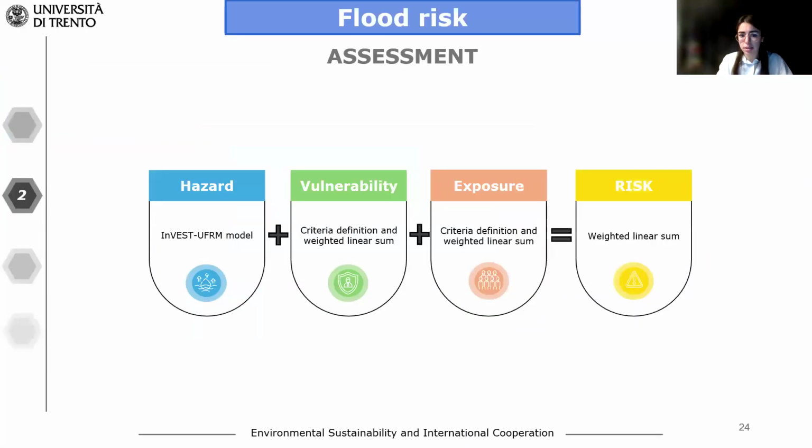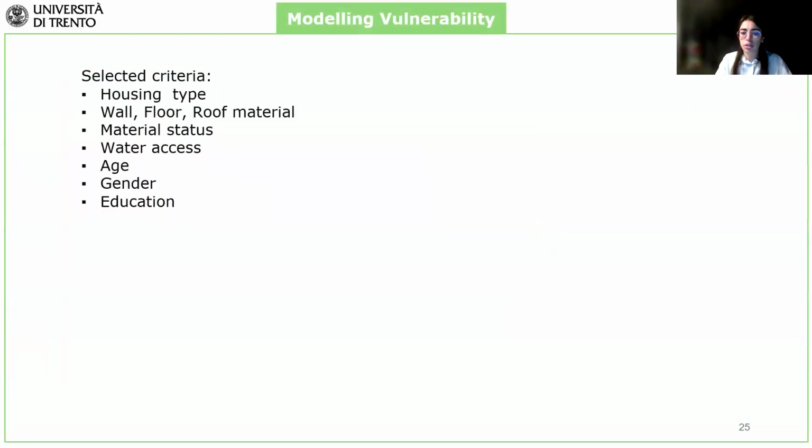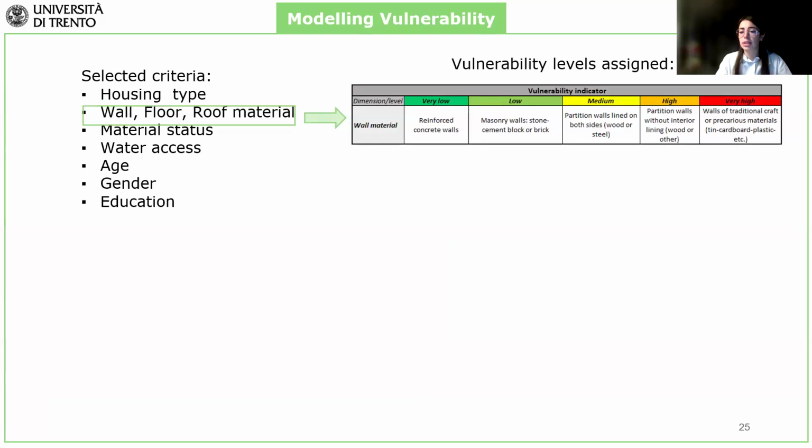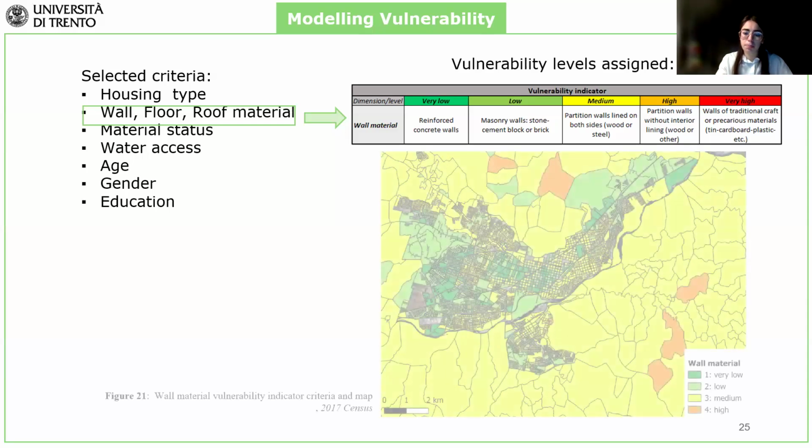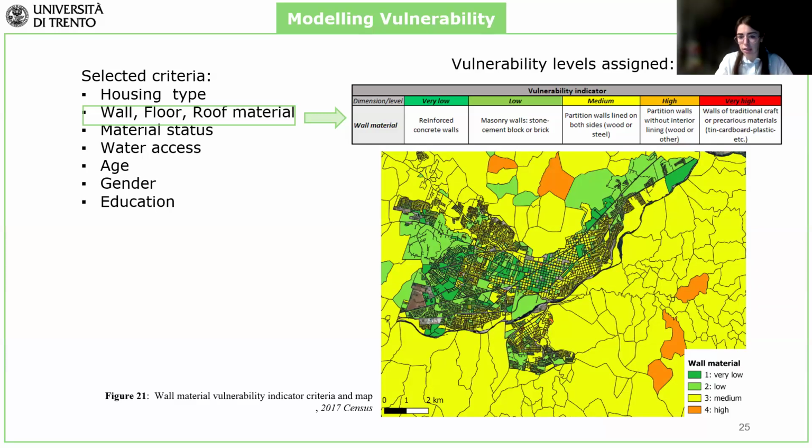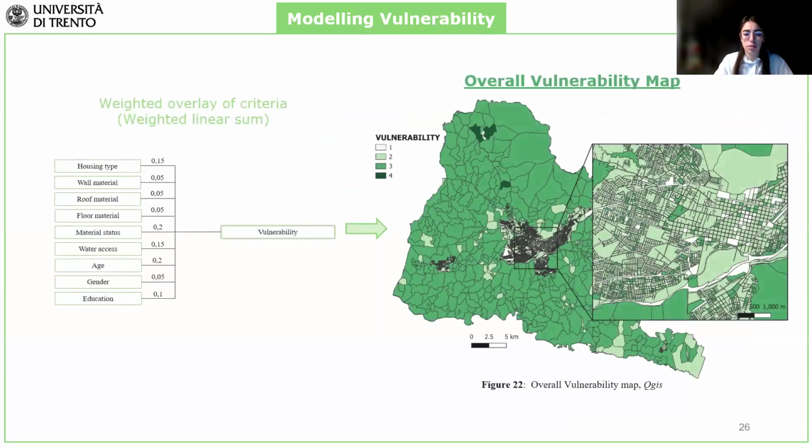Then, after the hazard, we processed the vulnerability factor, processing socio-demographic information provided by the 2017 census on age, gender, education, water access, materiality of the housing, and even material status. They were associated with a vulnerability indicator, even in this case from 1 to 5, from very low vulnerability to very high vulnerability, depending on the criticality towards the flood risk, as in this case is shown for the wall material. And each of these criteria provided a map of the distribution of this indicator. All these criteria were combined together into a composite indicator through a weighted linear sum, creating the overall vulnerability map, showing which are the most vulnerable districts of the study area.